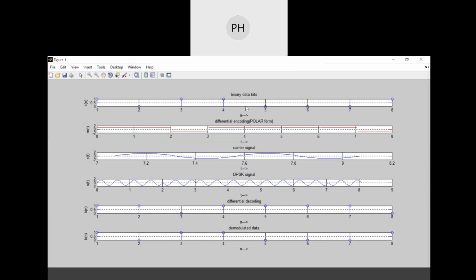So this figure shows the binary data bits. This is the differentially encoded bits, which are in the polar form, +1 or -1. Here this shows the carrier signal.